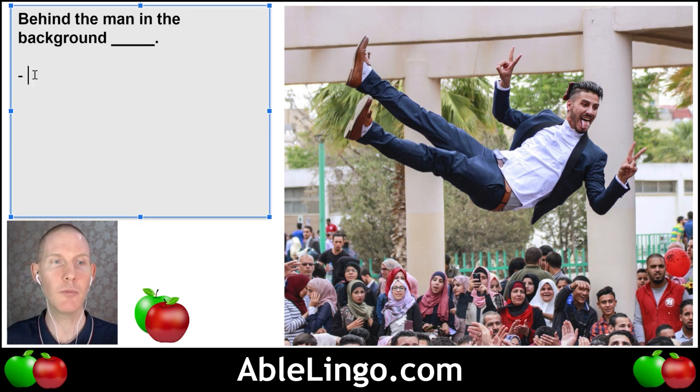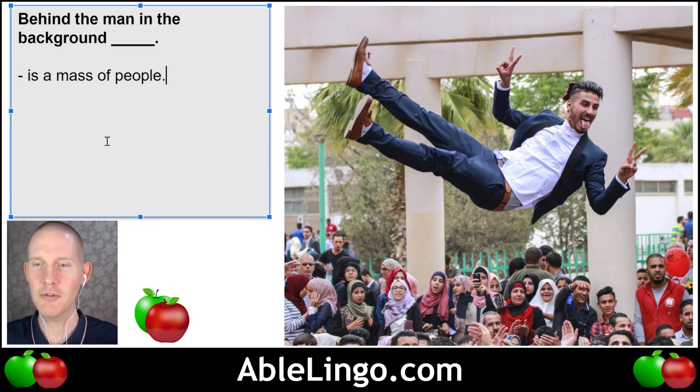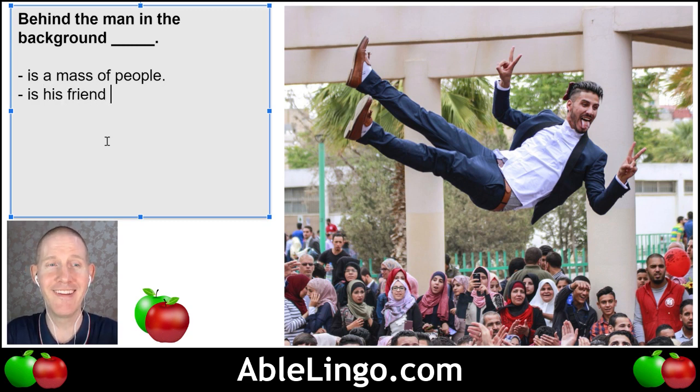Leohuda says a mass of people, right? So we'll make it fit in the sentence. We could say, behind the man in the background is a mass of people. Putri4 says a surprise. Maybe the people have a surprise for him, we could say. Behind the man in the background is maybe his friend who has a surprise. Right? That's possible.